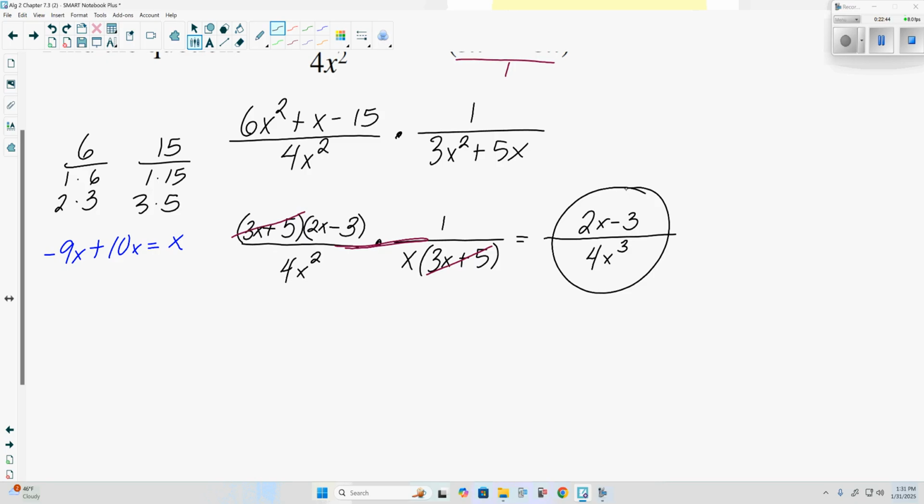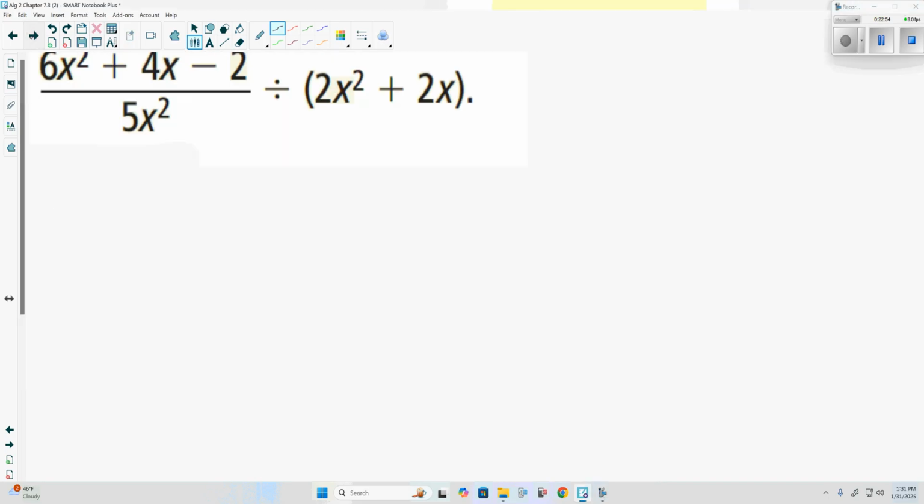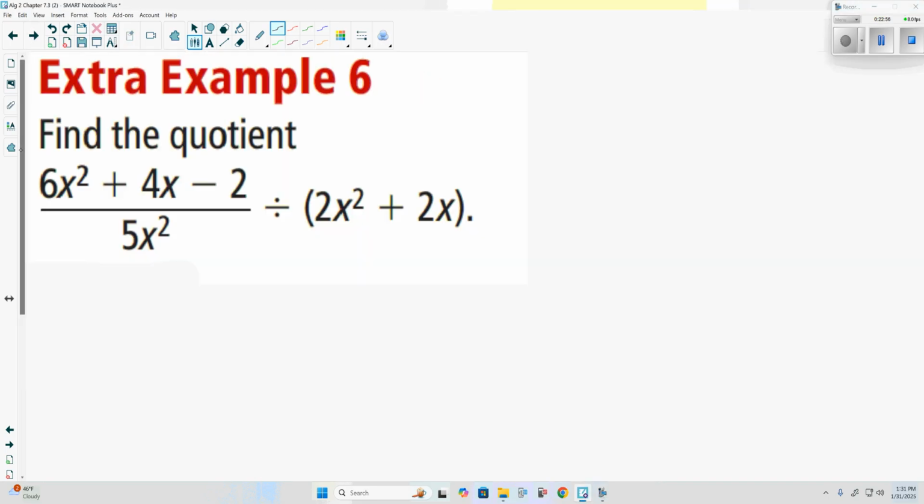Questions on this here? Questions on this here? Between the last two problems, which one do y'all want to do? I'll let y'all pick. Yeah, doesn't matter to me.